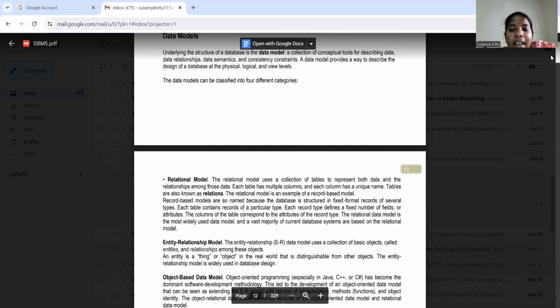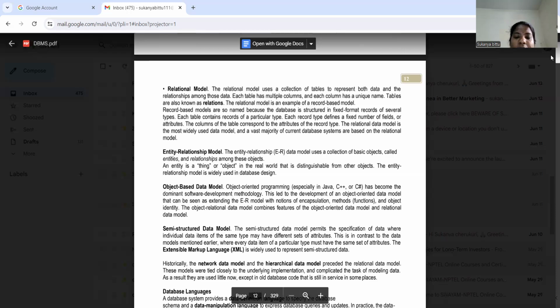And the relational model is an example of a record-based model. ER model, entity relationship model. ER model is nothing but the entity relationship model. The entity relationship model uses a collection of basic objects called entities and relationships among objects. So an entity is a thing or object in the real world that is distinguishable from other objects. The entity relationship model is widely used in database design.